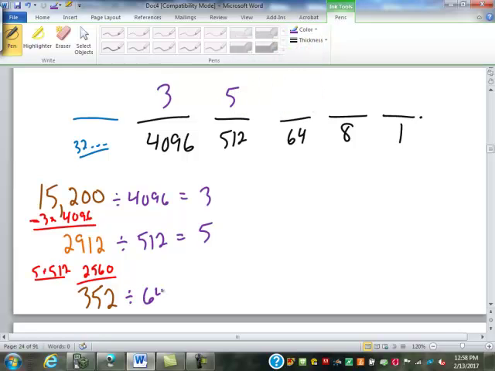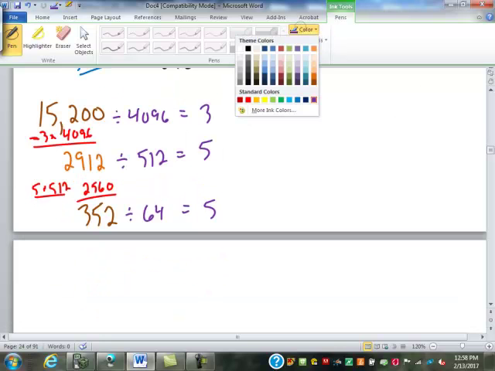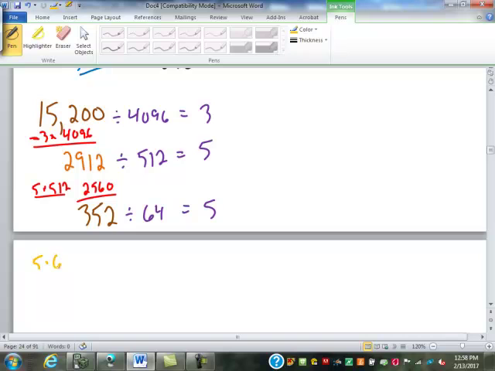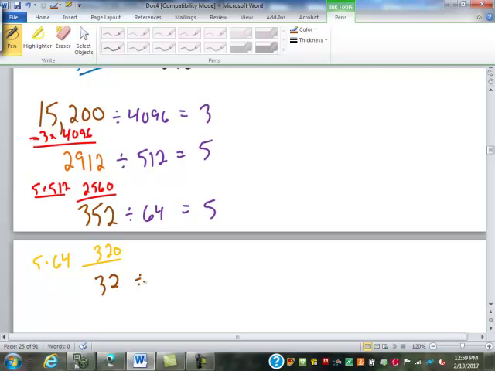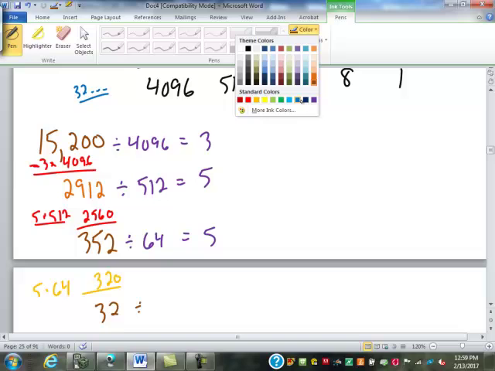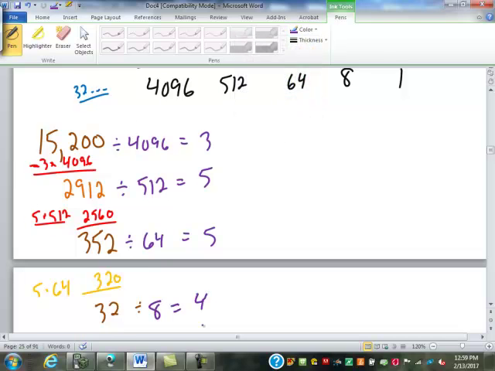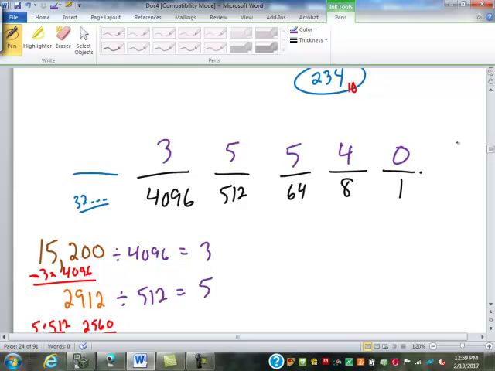Divide by 64, you got it. That's going to be 5 again. 5 times 64 is 320, right? So you got 32 left over, exactly. 32 divided by 8 is my next digit, which is 4. So there's no ones, that's got to be a 0, yes. So this is 35540. I shouldn't even put in the comma because it's not really appropriate. So 15,200 base 10 is 35540 in base 8.